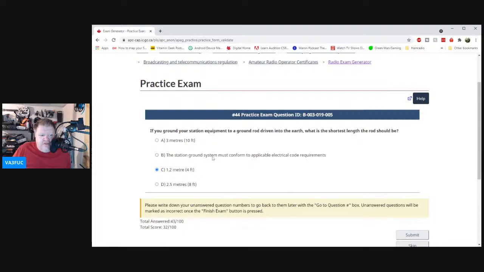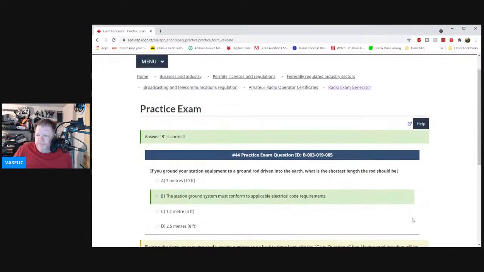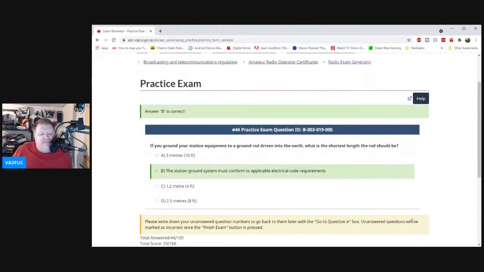But I have, a station ground must conform to the applicable electrical code requirements. I think it's B. By knowledge, I'm going to say it's 4 feet, but I have a feeling this is what they're looking for. So station ground must conform to the applicable electrical code requirements.